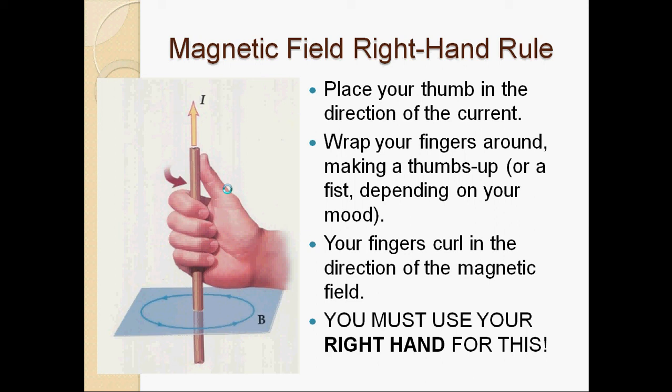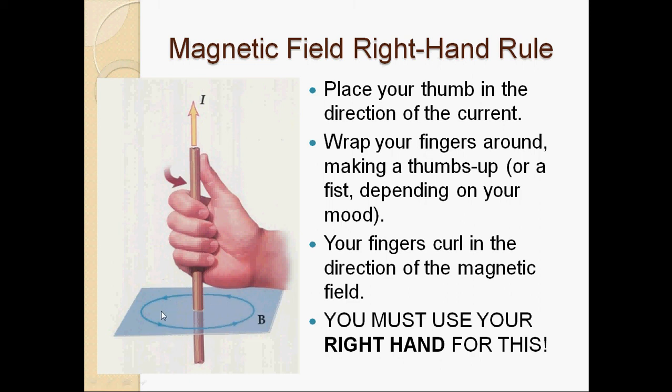Imagine doing that. It's kind of like making a thumbs up or a thumbs down, or a fist, whatever floats your boat. Now the direction that your fingers automatically curl in towards your palm is the direction of the magnetic field. So for this example right here, we see that the current is directed upward, so the thumb is pointed upward, and then the natural direction for the fingers to curl around shows us that the magnetic field goes to the right in front of the wire and to the left when it's in back of the wire.